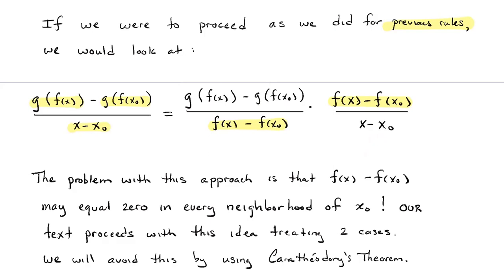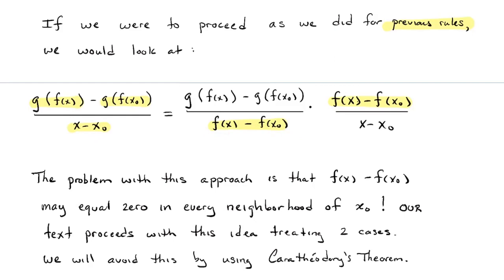Your book actually gives a proof by cases. And one of the cases, you're left to look at the details in one of the exercises. I encourage you to do it. It's certainly within your grasp. But the problem with this approach is that as x approaches x naught, even if we always insist that x is not equal to x naught, so we're not dividing by 0, this expression, f of x minus f of x naught, might keep taking on the value 0. So it's not impossible that in every single punctured neighborhood of x naught, f of x minus f of x naught might be 0 for some x.